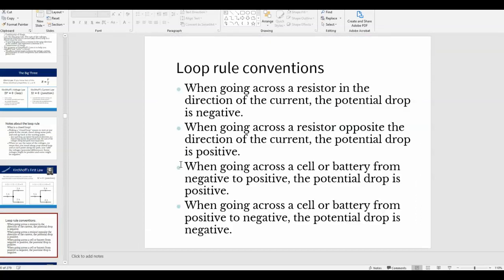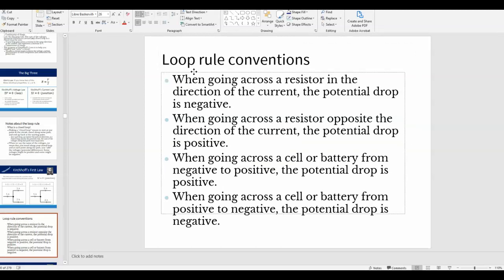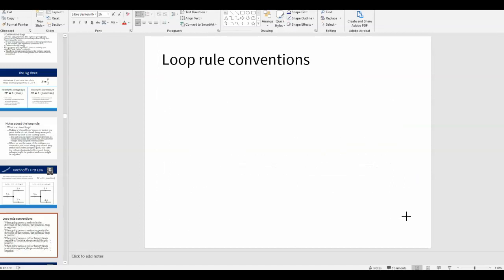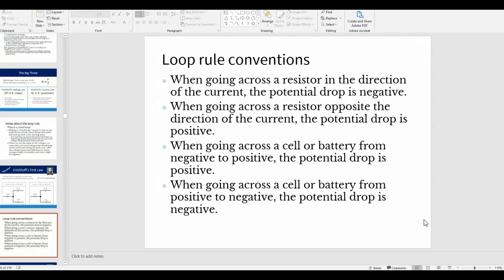And then let's talk about the loop rule. Now, there are some sign conventions that you need to be aware of when you're applying the loop rule, because basically what you're adding is voltages. If you're going up from a lower potential to a higher potential, that would be a positive voltage. If you're going down in potential, if there is a potential drop, then you would add that as a negative because you're losing potential, you're losing voltage. So be aware of that sign convention.